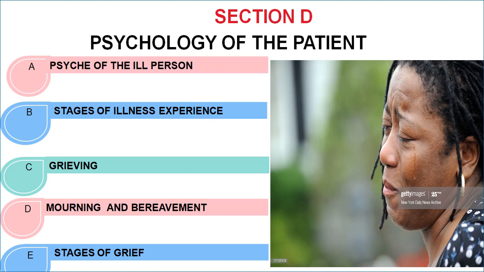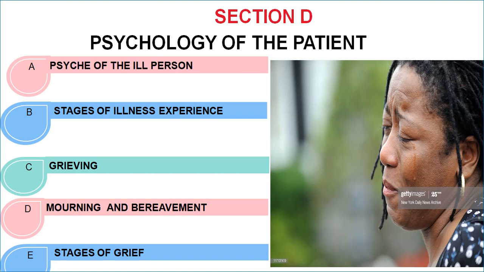We look at health behaviors overall. We are also going to look at stages of illness experience. When somebody does not feel well, what are the stages they go through? As I've said, all these lessons are supposed to let you understand the behaviors these patients will exhibit when they come to the pharmacy.